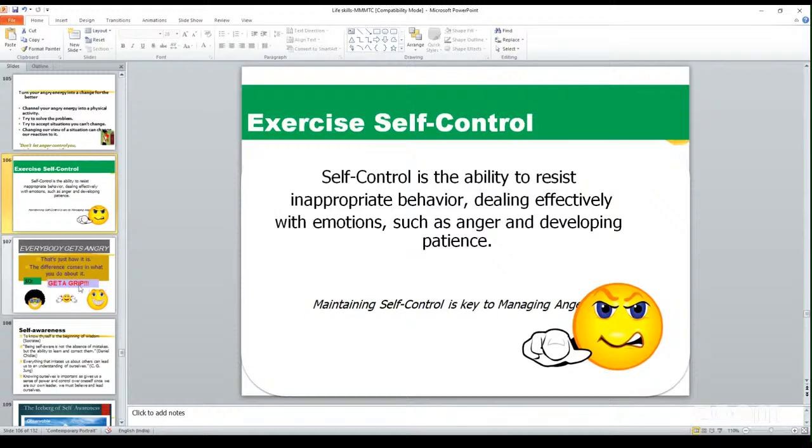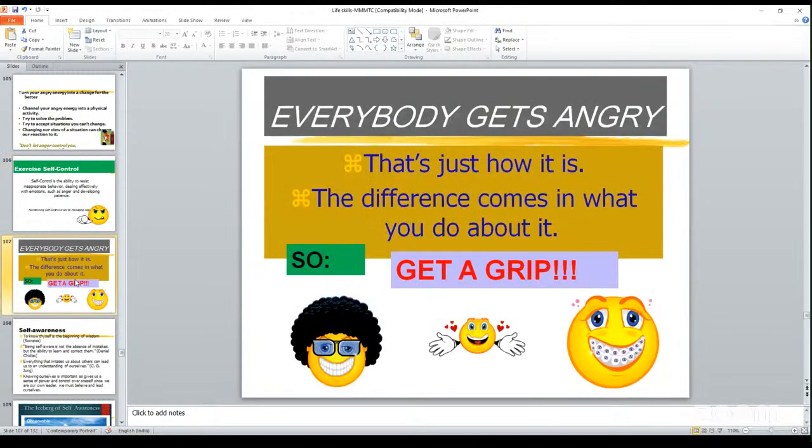Now, to conclude on anger management, everybody gets angry. Life is just like that. The difference comes in what you do about it. How do you react to it? So on a simple level, get a grip over it. The moment you get a grip over the anger, I think you are fine. You are managing your anger. So that's about anger and anger management.